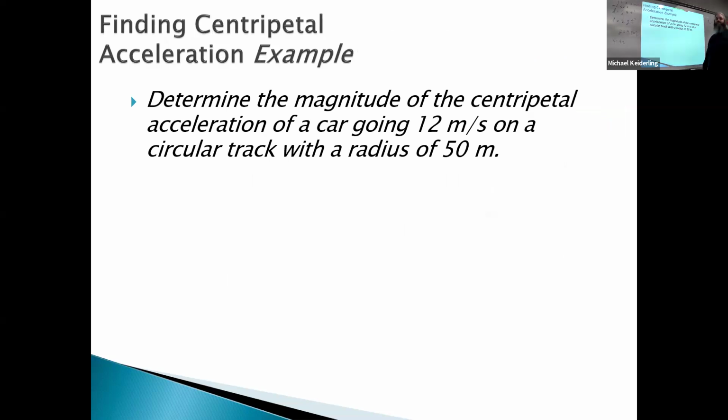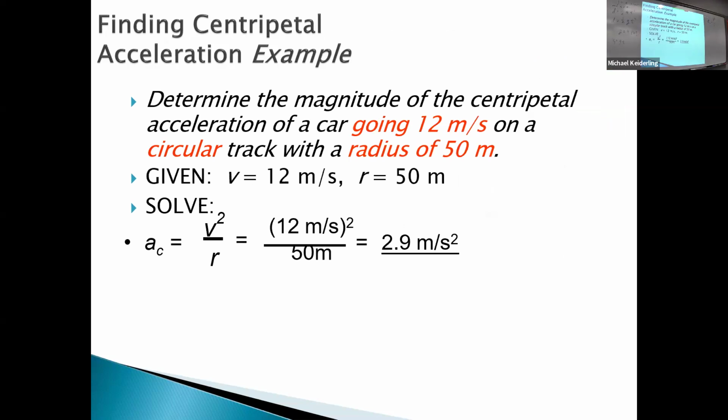So if we want to determine the magnitude of the centripetal acceleration of a car going at 12 meters per second on a circular track with a radius of 50 meters. Here, our speed is 12 meters per second. Our radius is 50 meters. So our centripetal acceleration is going to be speed squared divided by radius. That's 12 meters per second squared, 144, divided by 50 meters, which gives us 2.88 meters per second squared, which we round to 2.9 because of two significant figures.